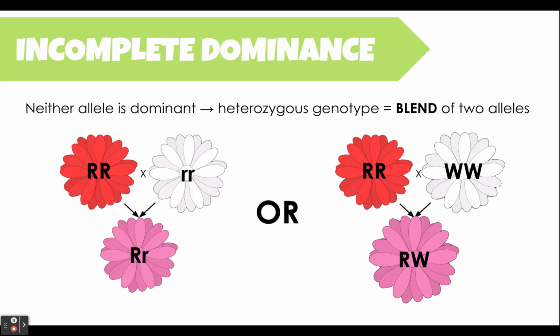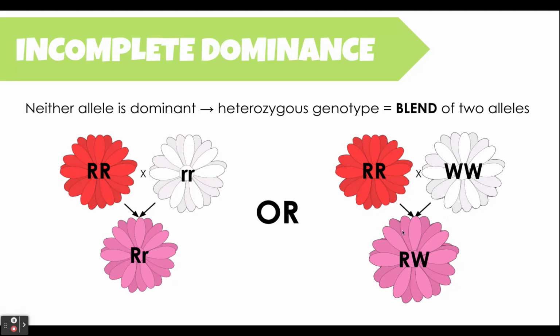Because neither allele is dominant, there's a few different ways we can use the notation for genotype here. So we can stick to the typical use of uppercase letters for one allele, lowercase letters for the other. So in this case, red is big R, white is little r. Again, neither allele is really dominant over the other. So when you get a heterozygous genotype, big R, little r, in this case, you're not getting red. You're getting a blend of the 2 colors, pink.